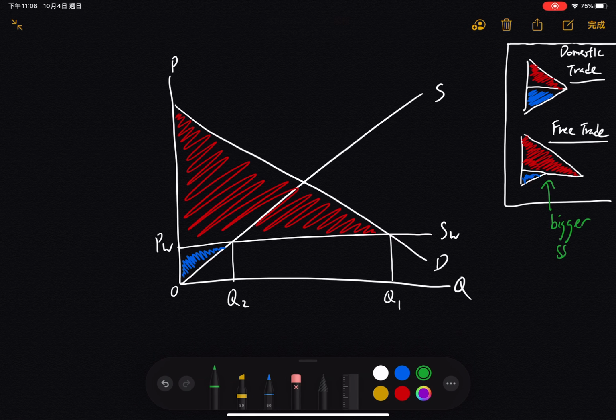In the last video, we learned about the basics of international trade in diagram, and we know that with free trade, it is much better for our society because when you look at the thing on the right hand side, after free trade, you will have a bigger social surplus, which is good for the general efficiency in our society.